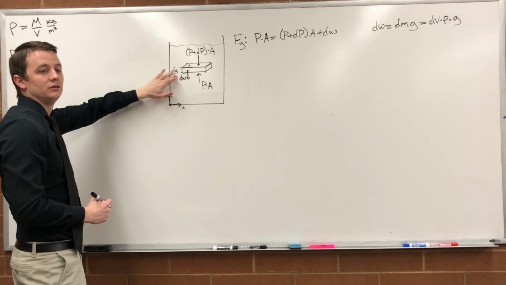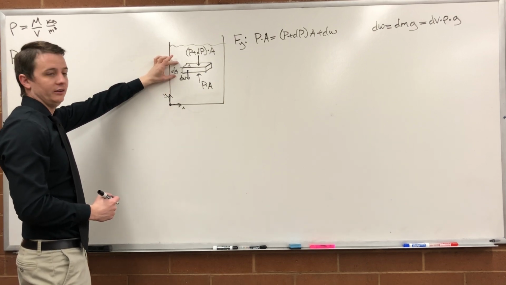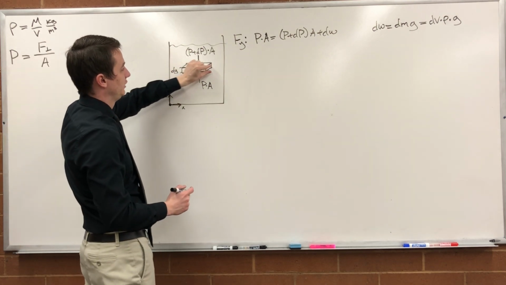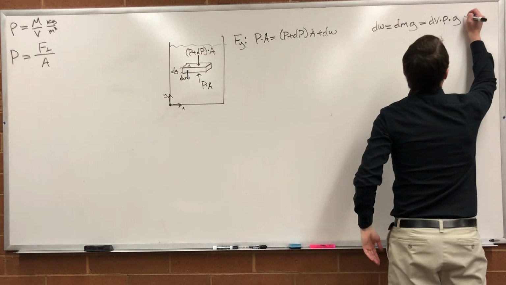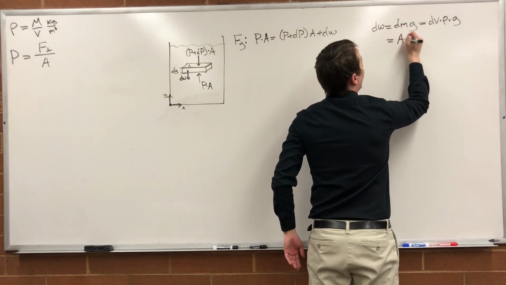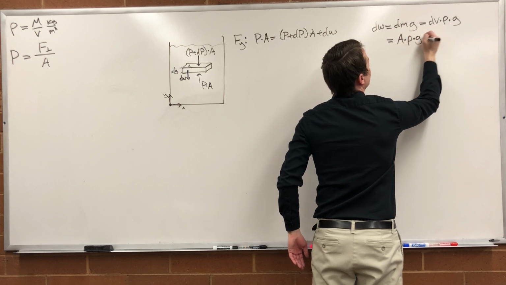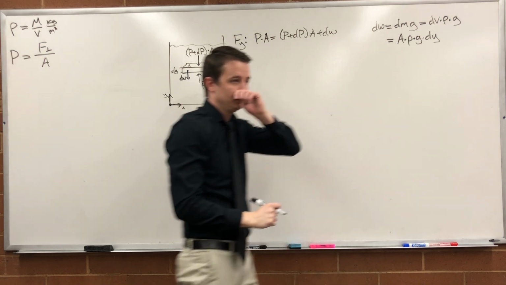Well, dV has your x, y, and your z, right? Look at it here, what is dV? So dV is the volume of this slice right here, right? It's your area times your dy. Perfect. So this whole thing is going to be equal to your area times rho times g times your dy, where your dy and your A together gave me dV.